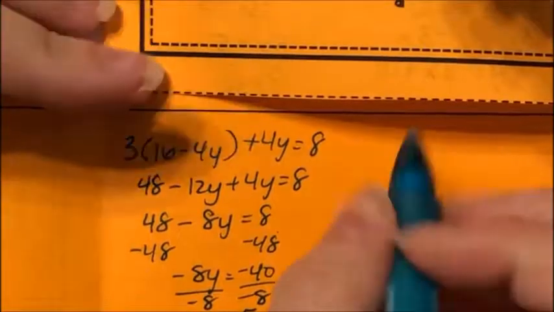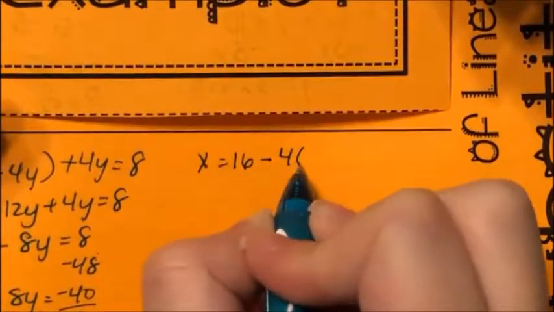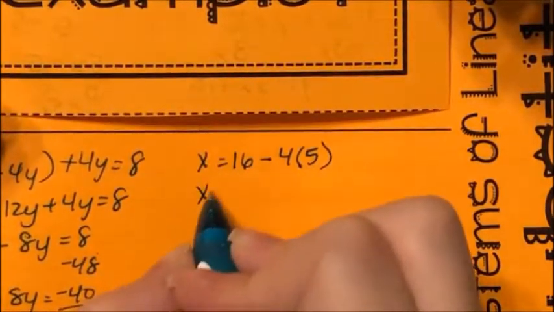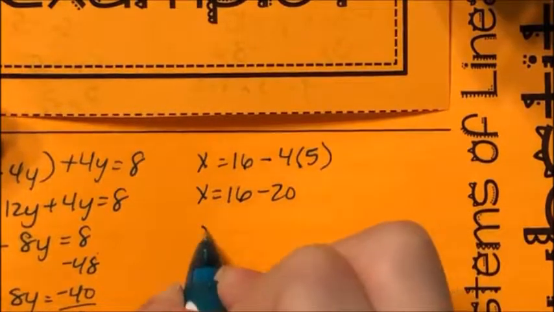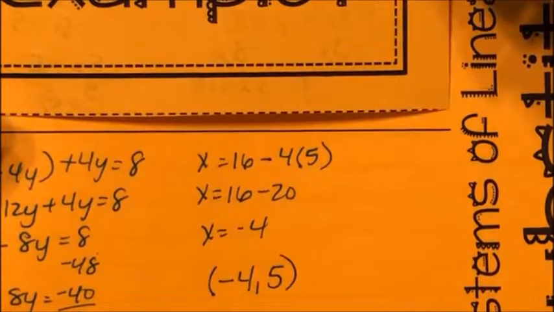I'm going to plug that back into my equation. x equals 16 minus 4 times 5. So x equals 16 minus 20. So x is negative 4. So my solution is negative 4, 5.